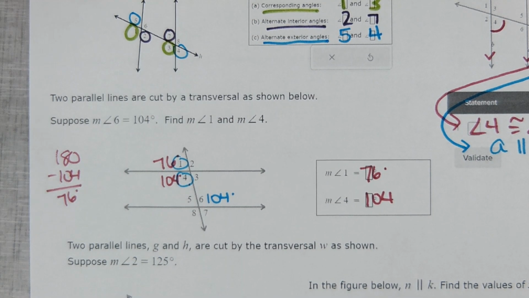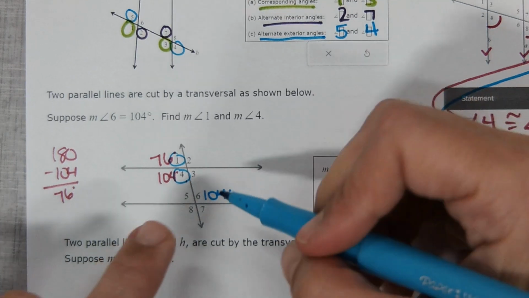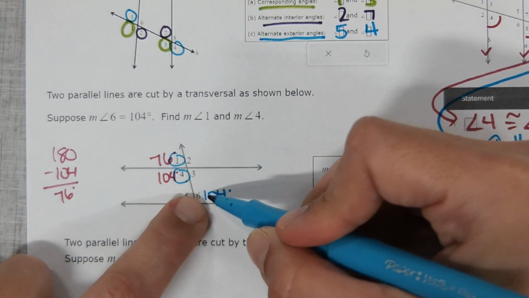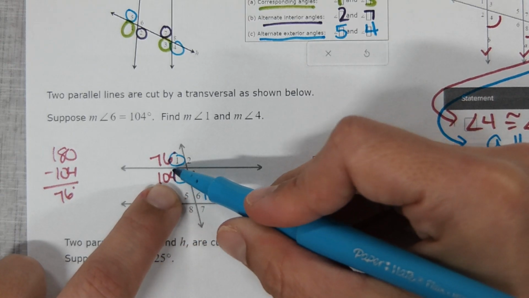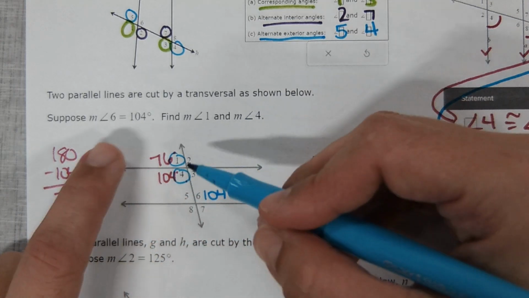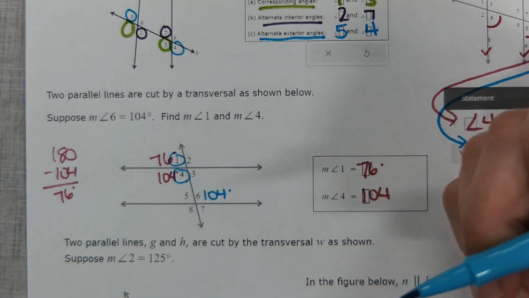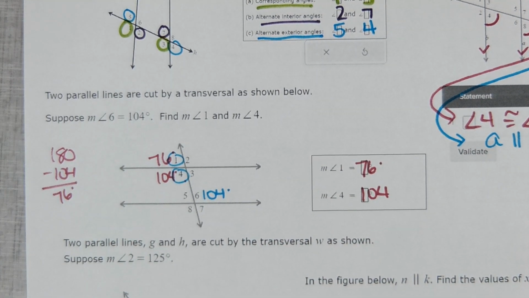You can also visually check to make sure it's correct. If this is obtuse, all the ones that are obtuse would be equal to this. So if this is 104 and angle 4 looks like an obtuse angle, it would also be 104. Angle 1 looks like an acute angle, so it's not going to be equal to that. It'll be supplementary. So you can use the visual cues too to help.